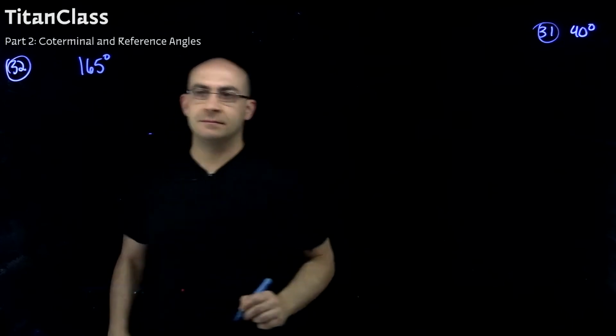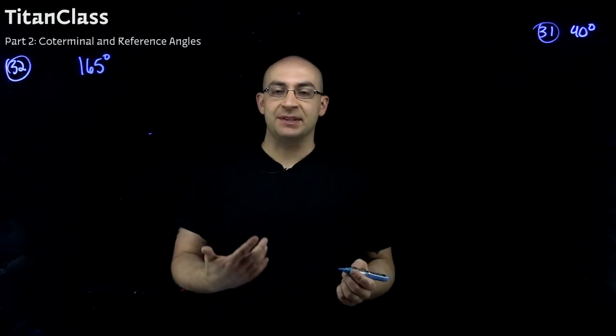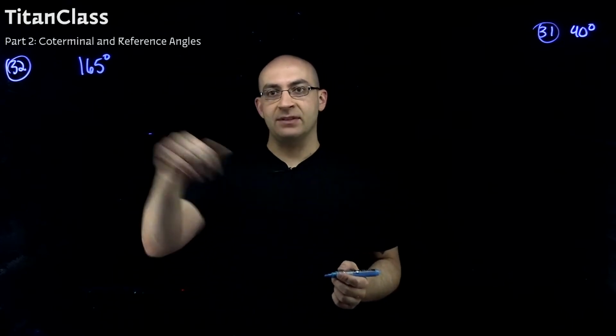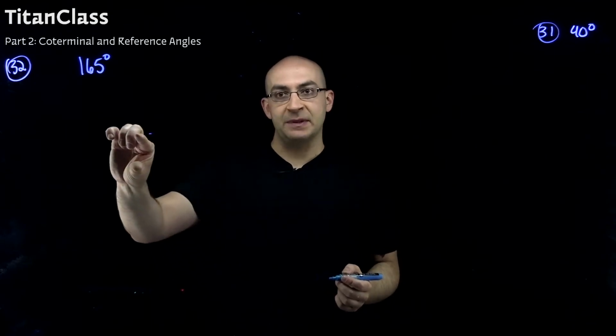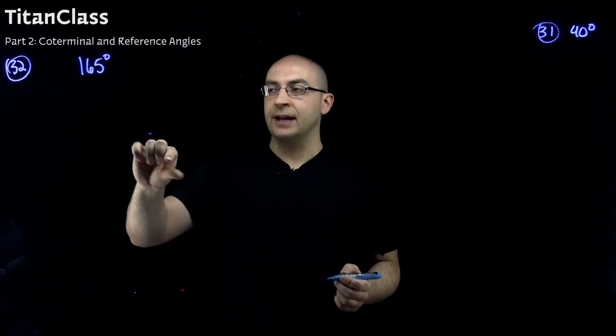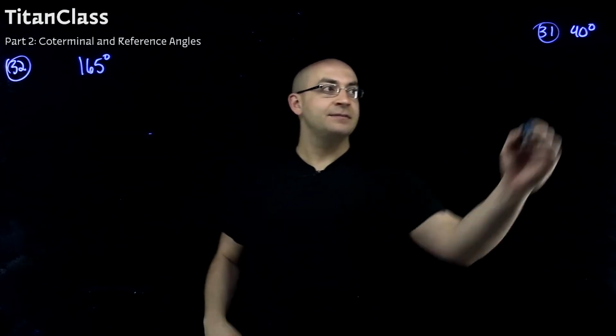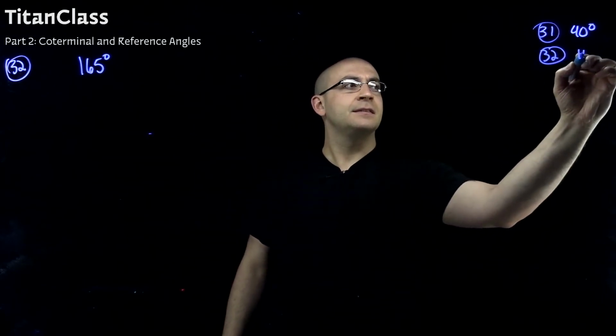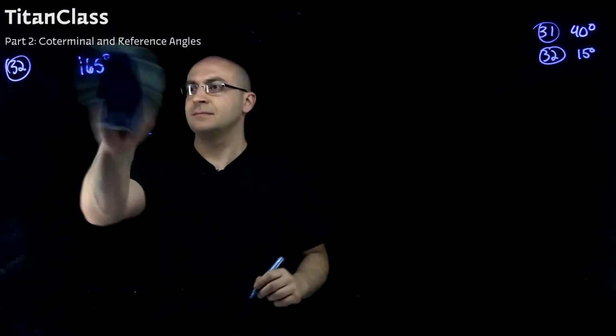165. Okay, well, kind of similar to the last problem. I know that 165 is a positive angle. I'm looking for the difference between 165's terminal end and the x-axis. So that little sliver, right? So 180 minus 165 is 15. Not bad. That was too easy.